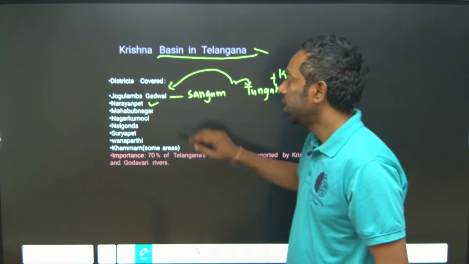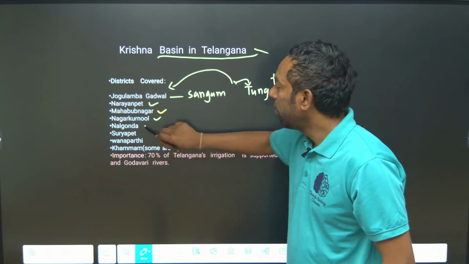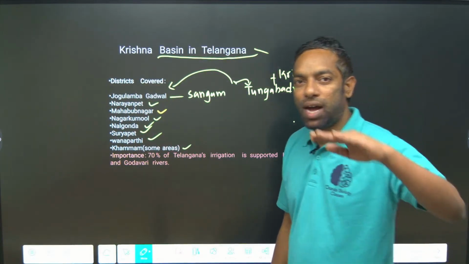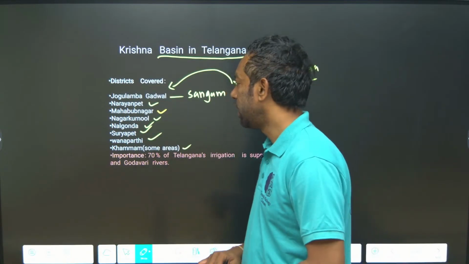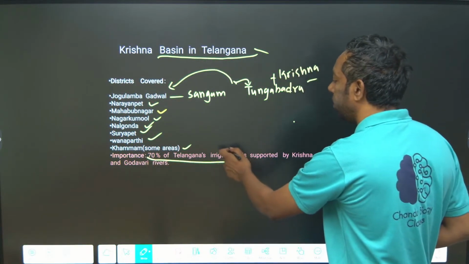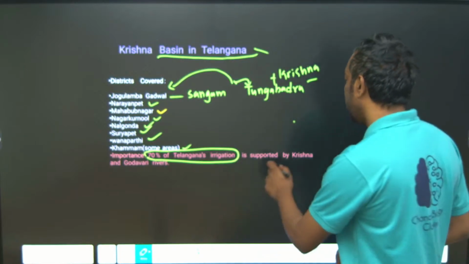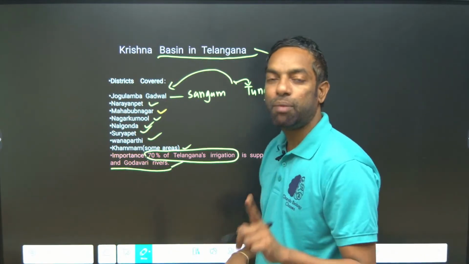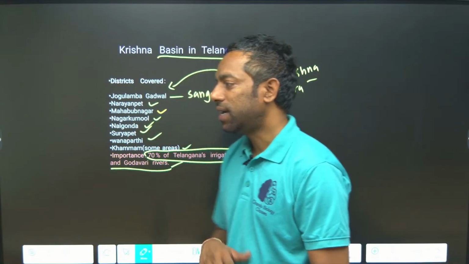Narayanapet, where the Krishna River enters, and Mahbubnagar, Nagarkurnool, Nalgonda, Suryapet, Wanaparthy, and some areas of Khammam. All over South Telangana districts are covered by the Krishna River. The importance: 70% of Telangana's irrigation support is by the Krishna and Godavari rivers. These two rivers take care of 70% of Telangana irrigation. I hope you guys understand this.